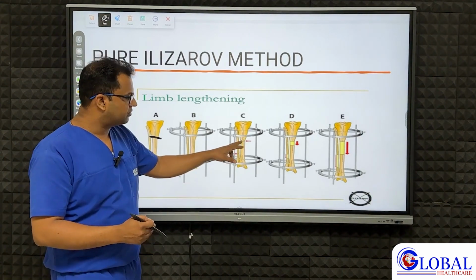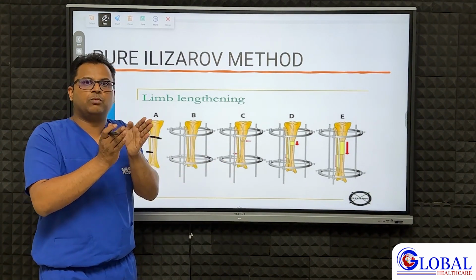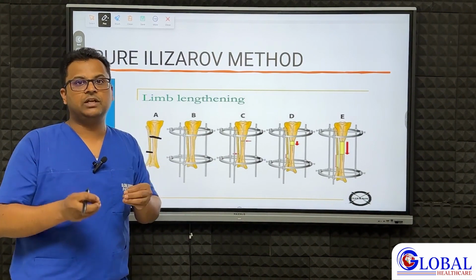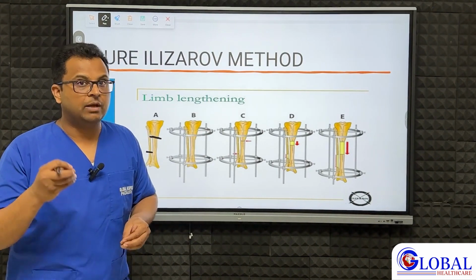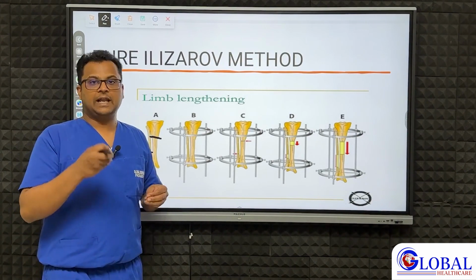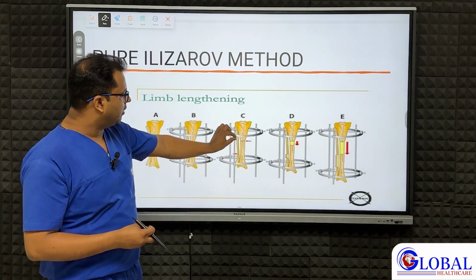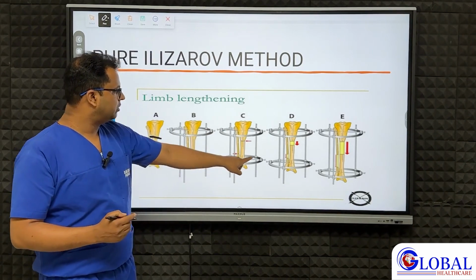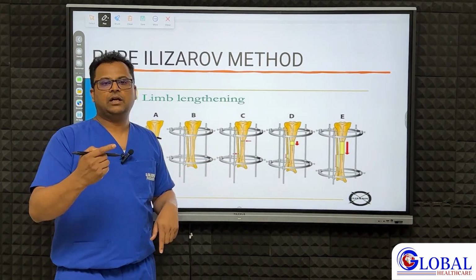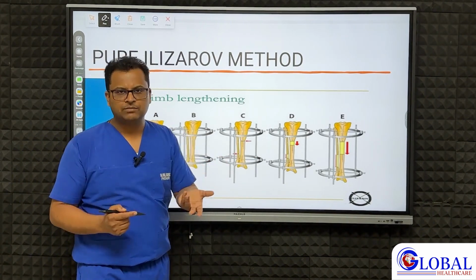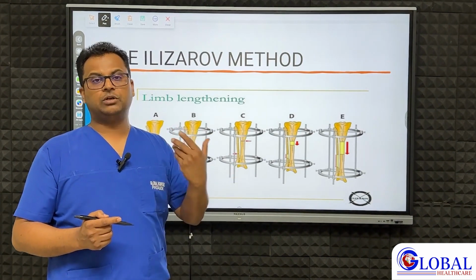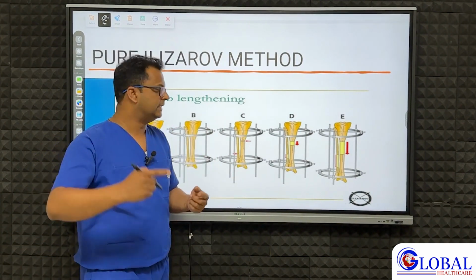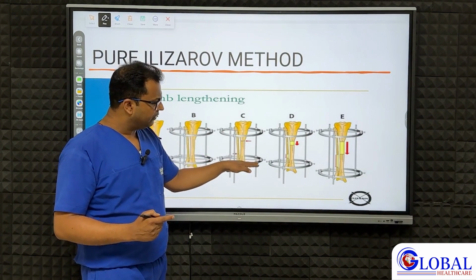When we start the distraction, it means we need to separate these two bones at a specific rate, which is usually 1 mm to 1.5 mm per day, so that lengthening can happen. You need to turn these nuts only. Usually we say 4 times a day, or you can go for 3 times a day. You need to go for 1 mm, the full turn. The turn will be 1 mm.